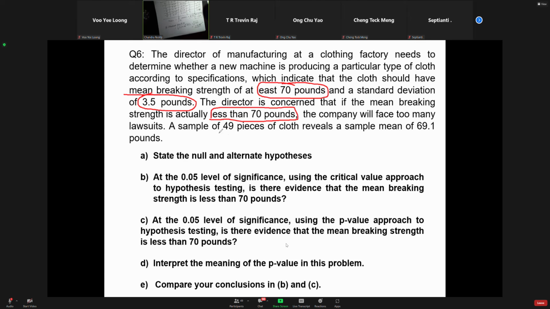So for this, a sample of 49 pieces of cloth, so the sample size is 49 here, reveals a sample mean of 69.1 pounds. X bar is the sample mean, so the sample mean is 69.1. So the sample size n is equal to 49.